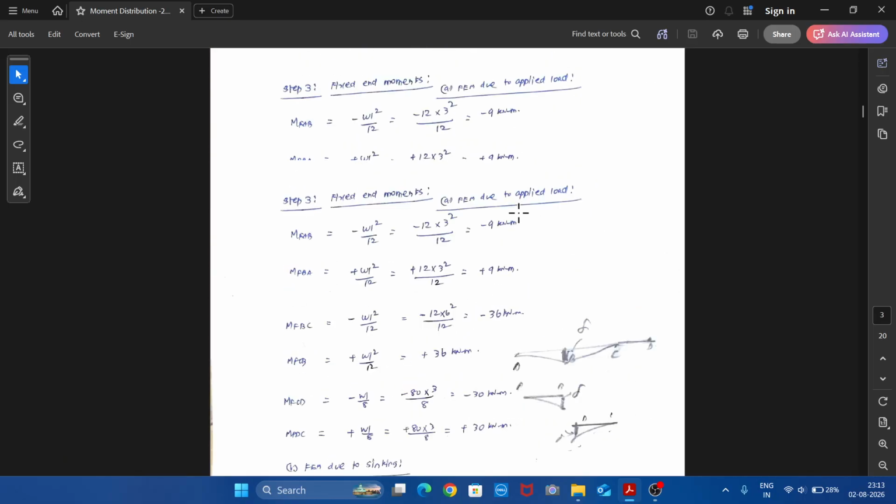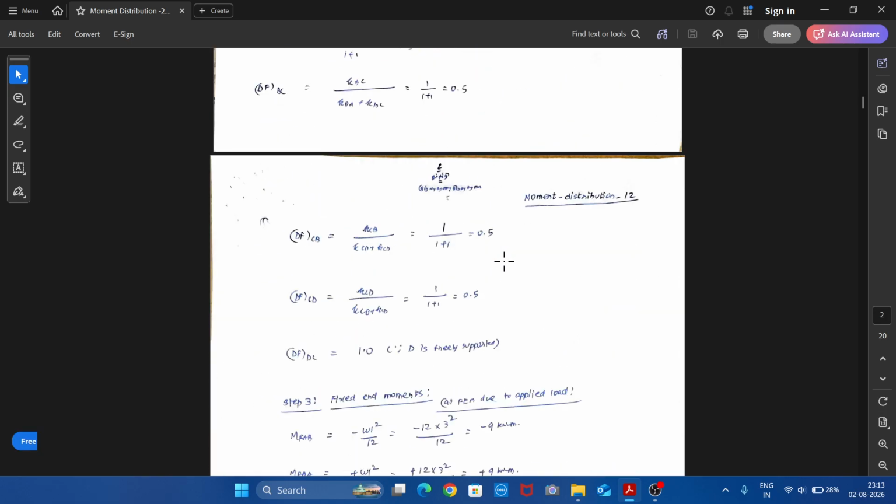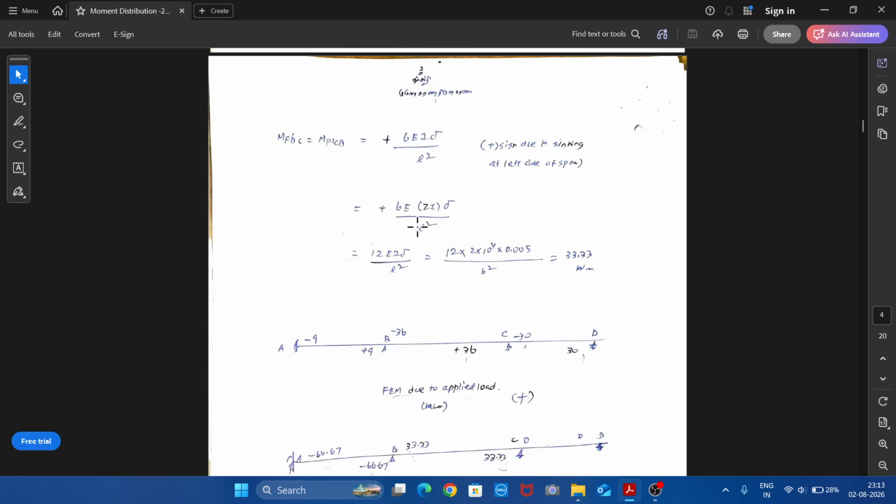We have EI value and delta, and we should be very careful in substituting the value of I. So in span AB we had only I, whereas in span BC we have 2I. So E into 2I needs to be substituted here. So it will become 12EI delta by L squared, and then substitute the value of EI which we have calculated earlier in kilonewton meter squared, and delta should be in meters. Therefore we'll be getting 33.33 kilonewton meter. And coming to span CD, there is no sinking, therefore there will not be any fixed moment due to sinking.